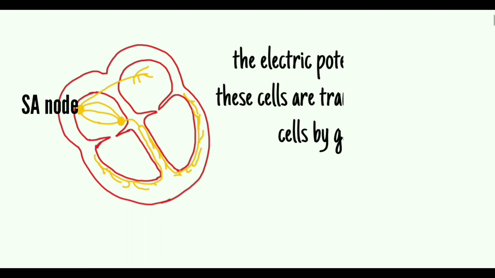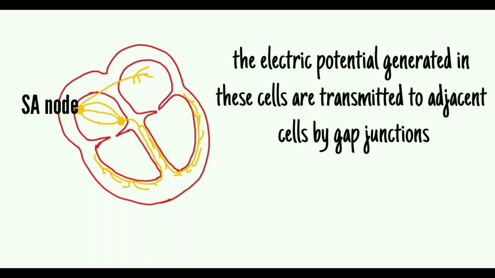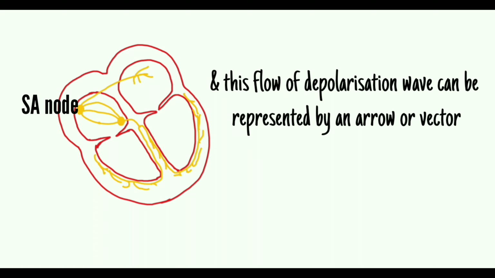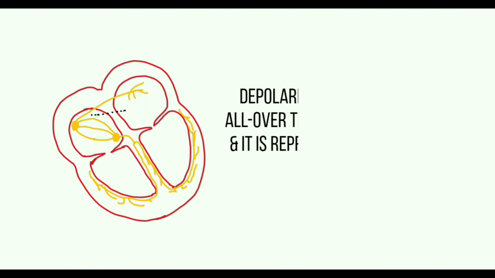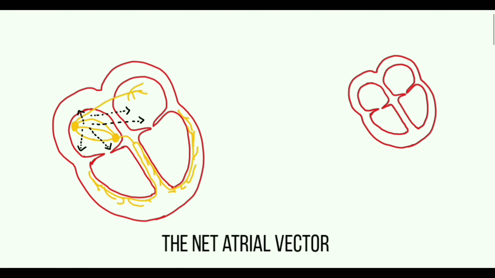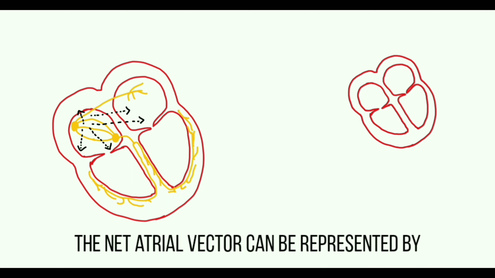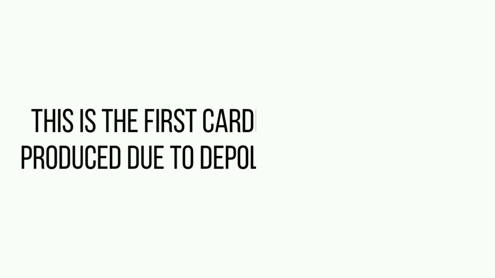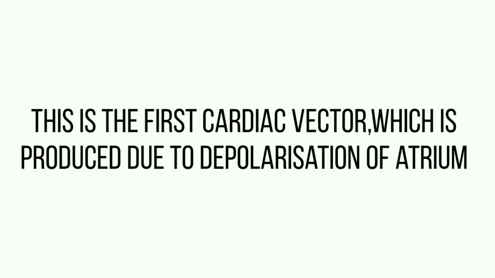When it generates an action potential, the wave of depolarization will stimulate the neighboring cells through the gap junctions that we have discussed in detail in a previous video, and this flow of the depolarization wave can be represented by an arrow or a vector. So this wave of depolarization spreads from the SA node all over the atria, downward and leftward. If we add all these small vectors and make a net atrial vector, or the dominant vector, it would be like this. The vector produced by depolarization of the atria is the first cardiac vector.